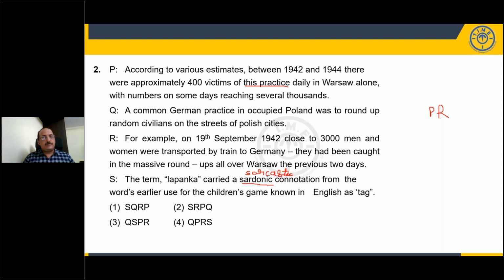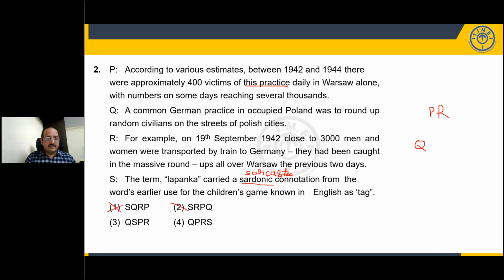So if I see, this whole thing talks about a practice that was followed by Germany in Poland. So they were randomly gathering people, sending them by train to Germany. And there were 400 victims of this on a daily basis between these 2 years. And an example of that has been given. So no matter whatever I do, I think my first line has to be line number Q, because it defines this particular practice. So option 1 gets eliminated, option 2 gets eliminated.